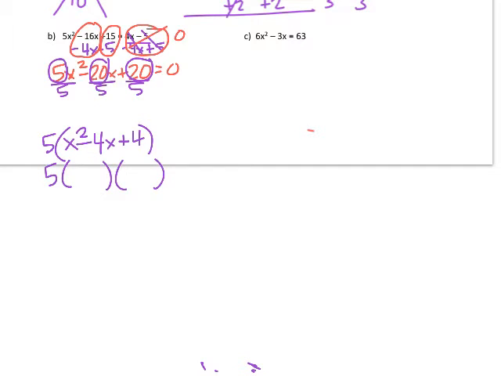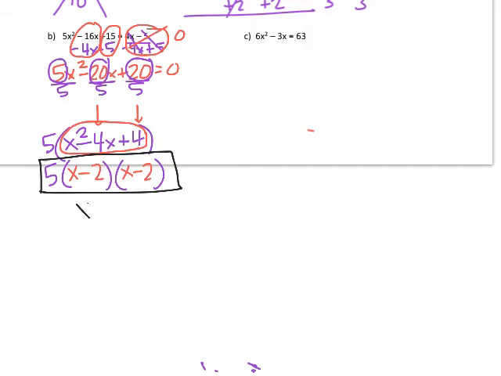Okay, so I'm going to factor this trinomial, and all I have to think of is two numbers that multiply to positive 4 but add to negative 4, and immediately x minus 2 comes to mind because negative 2 times negative 2 is 4, but if I add negative 2 plus negative 2, then I get negative 4. All right, now I'm not done. This is the factored form, but that's not my final answer because I've been asked to find the zeros. So I have to set that equal to 0.